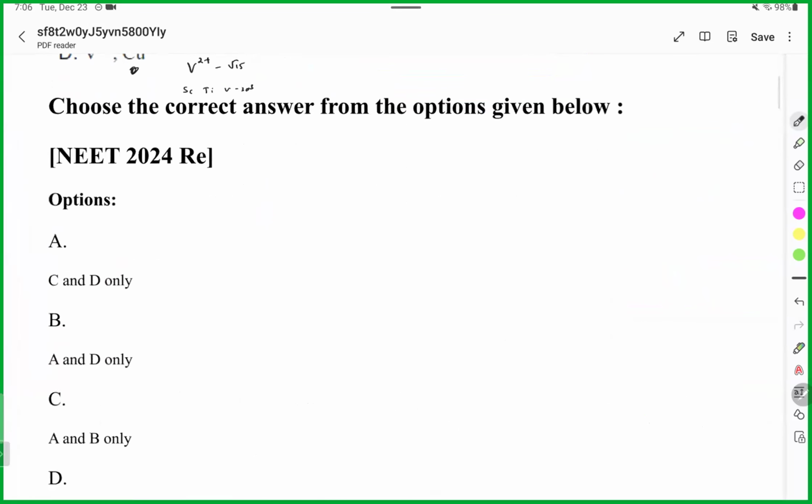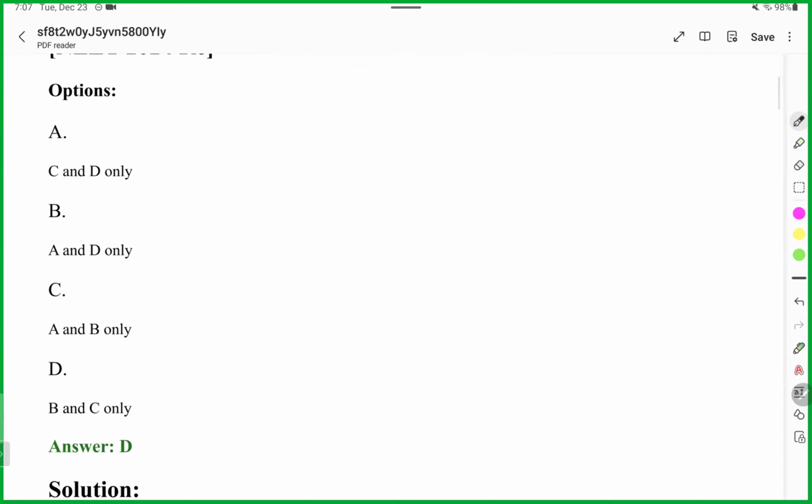So can we say answer will be B and C? Do you have option B and C? Yes, D. Any doubt, guys? Any doubt?